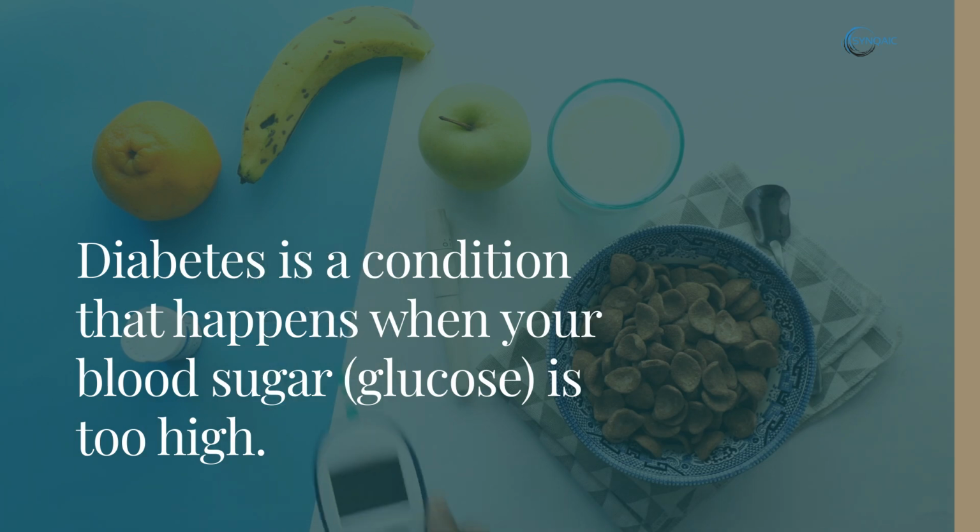Diabetes is a condition that happens when your blood sugar, otherwise known as glucose, is too high. It develops when your pancreas doesn't make enough insulin, or any at all, or when your body isn't responding to the effects of insulin properly. Diabetes affects people of all ages. Most forms of diabetes are chronic, lifelong, and all forms are manageable with medications and/or lifestyle changes.